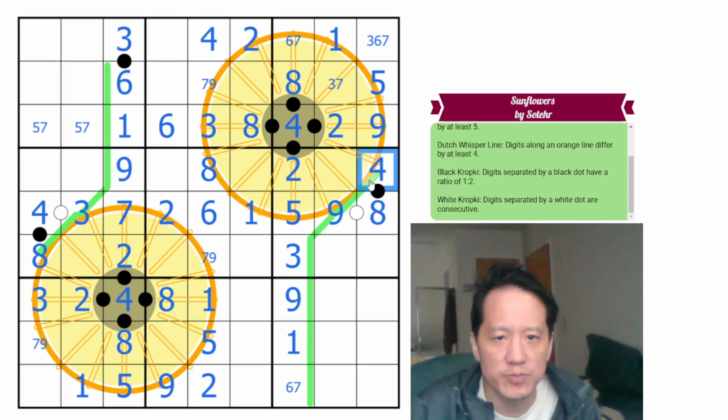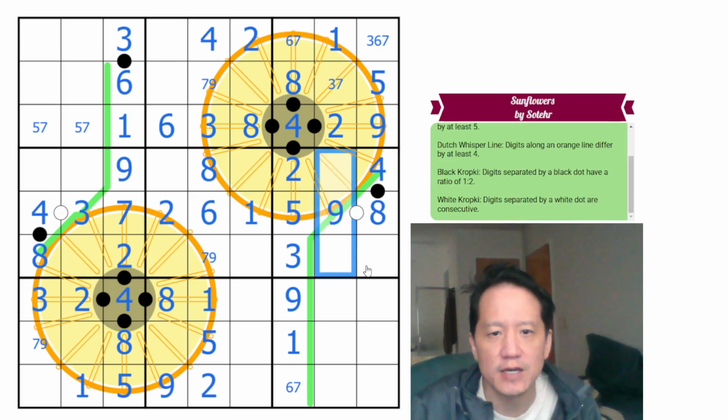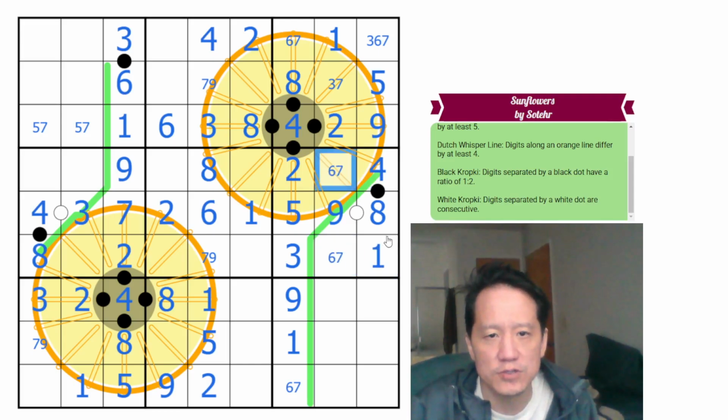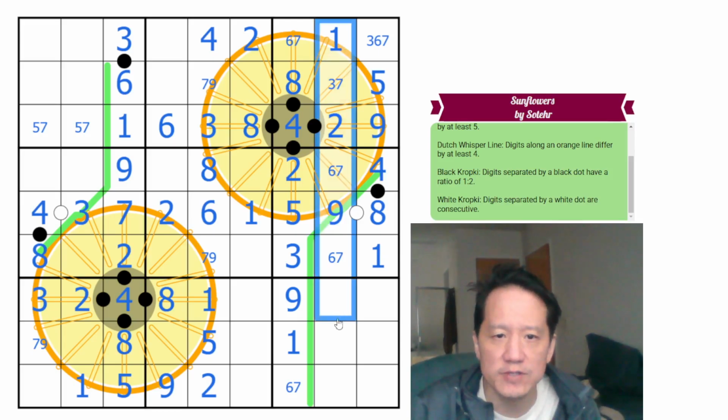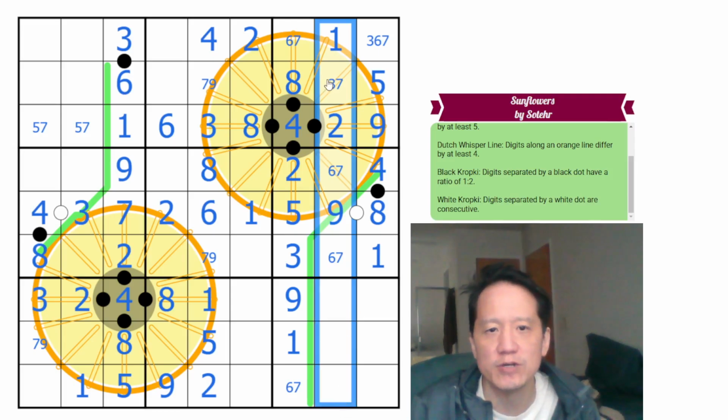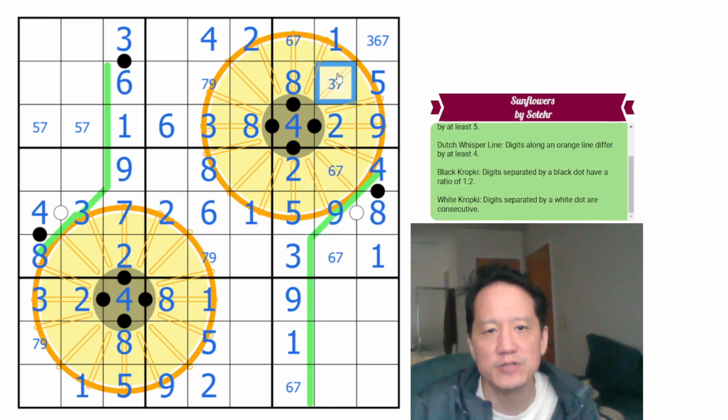Remaining digits in this box have to be 1, 6, and 7, but these can't be 1, so this is 1, and this is 6 or 7, and this is 6 or 7. Well, we have a 6, 7, 6, 7 pair in column 8, which eliminates 6 and 7 from the rest of the column. Therefore, this can't be 7, and it must be 3. So this can't be 3.